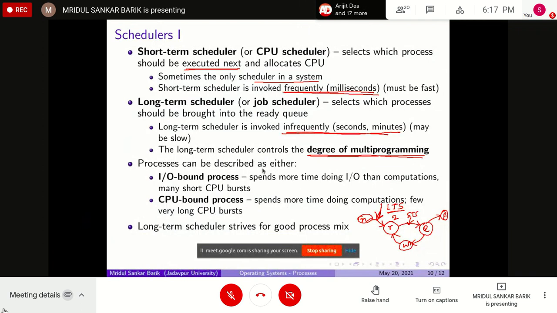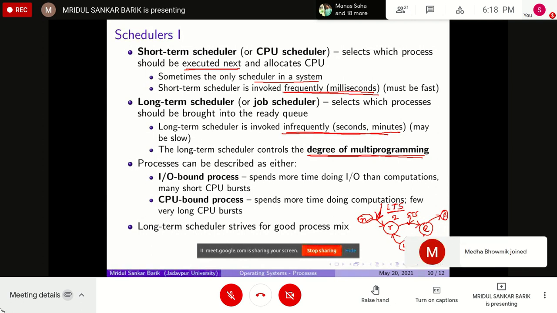Then these processes can be described either as IO bound processes or CPU bound processes. In case of IO bound processes, they spend more time doing IO than computation. The processes which spend more of their time doing IO compared to computation are called IO bound processes. For example, interactive processes or games are examples of IO bound processes.